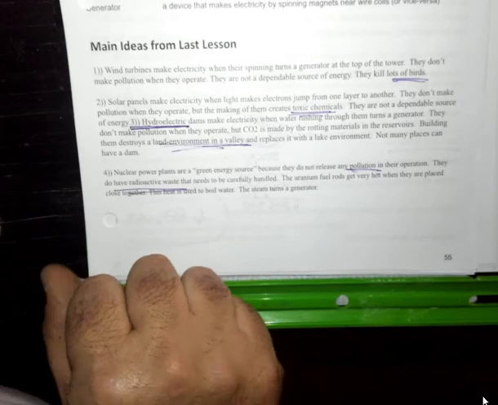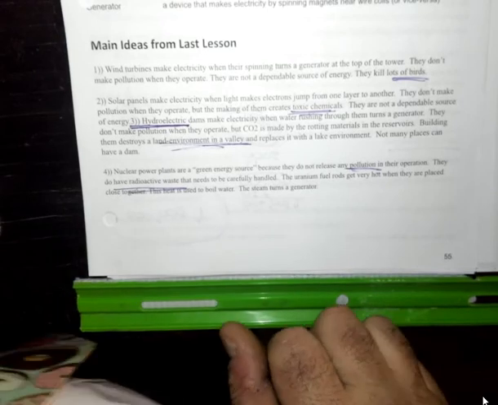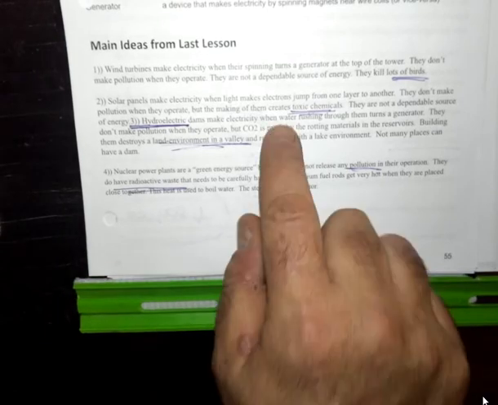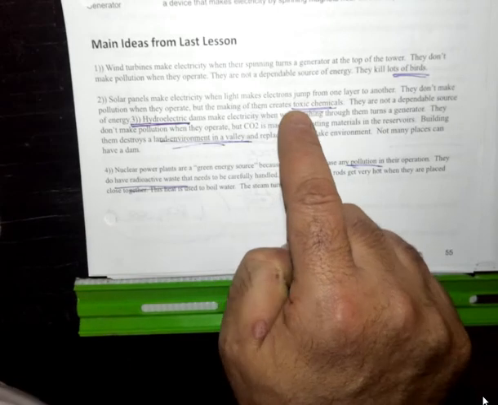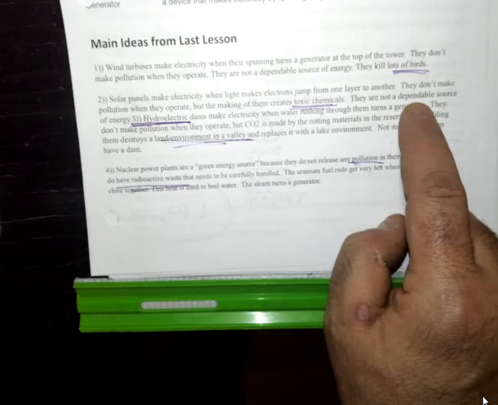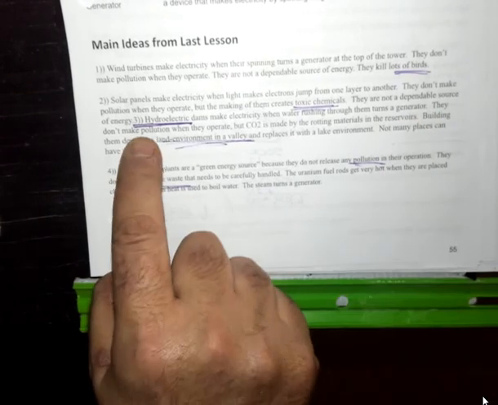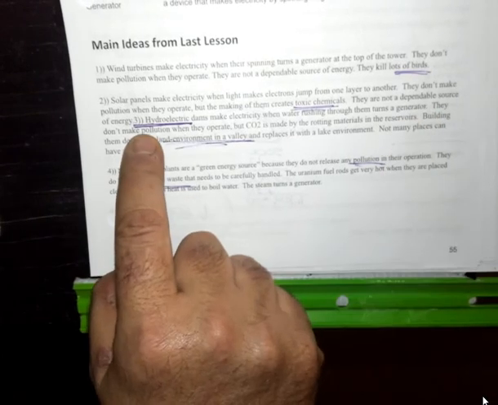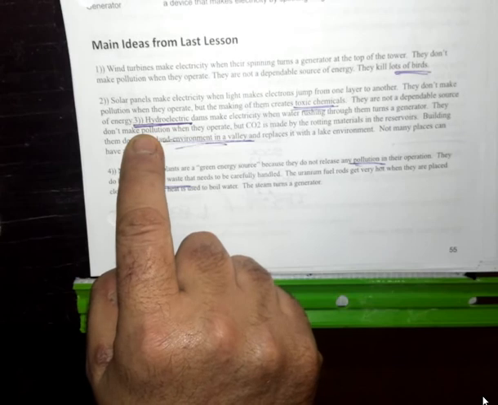So there are some drawbacks to solar power as well. They're not necessarily all clean. They involve toxic chemicals you have to dispose of at the end of making them, and they don't make electricity all the time, obviously not at night. Number three. Let's see here. Stephanie, number three.